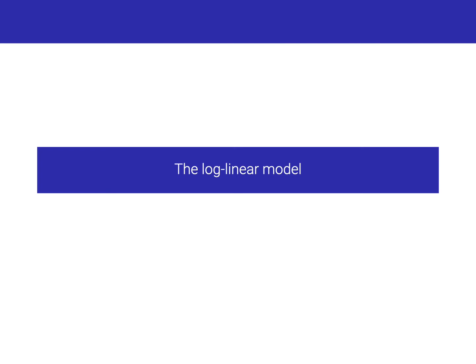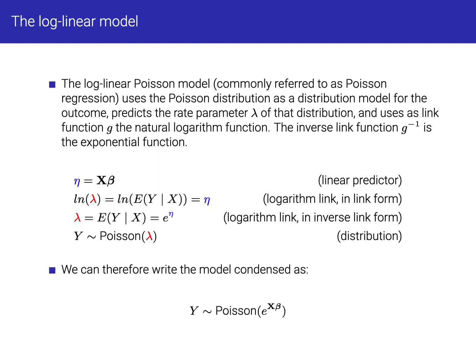So the link function is in fact going to be the logarithm, and that's the reason for calling the models we're going to use log linear. The log linear Poisson model is commonly referred to as Poisson regression. That's probably the most common name for log linear Poisson models. It uses the Poisson distribution as a distribution model for the outcome, and it predicts the rate parameter of that distribution. Obviously, that's the only parameter really to predict here. And it uses as a link function G the natural logarithm function.